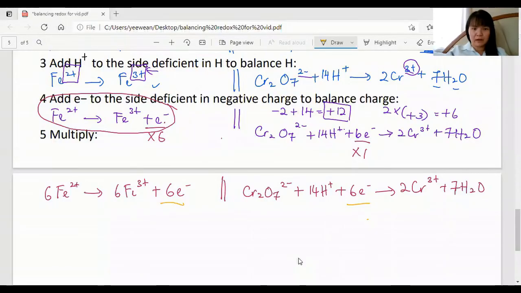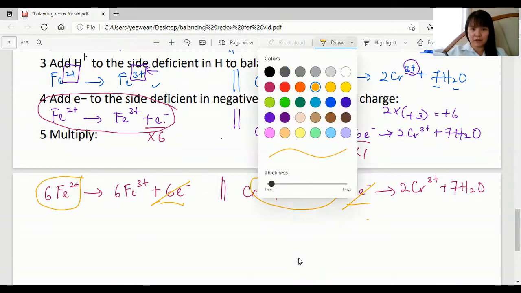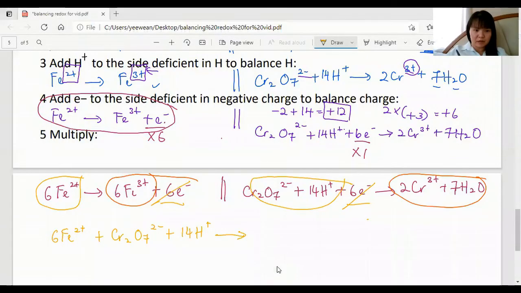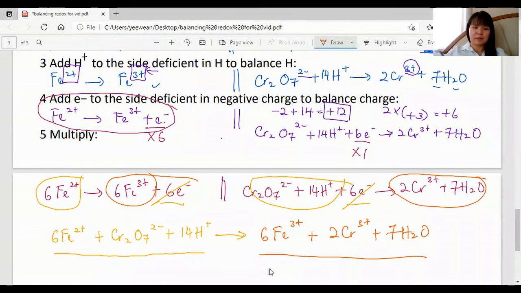So we're going to cut that off, and we'll copy the rest. We'll copy everything on the left, and we'll copy back everything on the right. Oh, just this. So that's everything on the left, and let's copy everything on the right. And there you go. Now it's balanced.